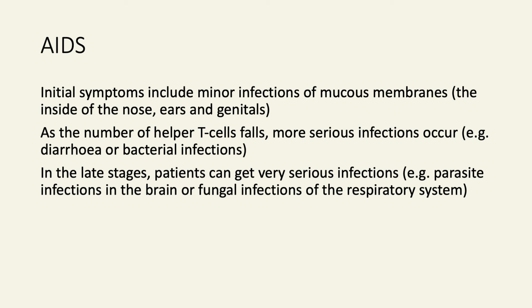People with HIV develop AIDS when symptoms of a failing immune system appear or their helper T cell count drops below a certain level. The initial symptoms include minor infections, such as infections of mucous membranes. These include the inside of the nose, the ears, and the genitals. As AIDS progresses, more serious infections occur, such as diarrhea and bacterial infections. In the late stages of AIDS, there is a very low number of immune cells. This means that the patient is prone to very serious infections, such as parasite infections like toxoplasmosis, or infections of the respiratory system, such as candidiasis.